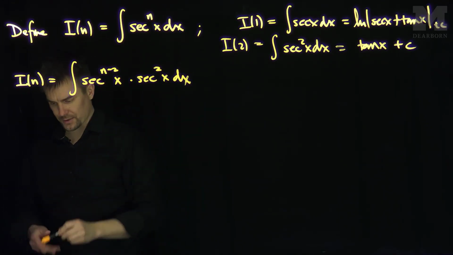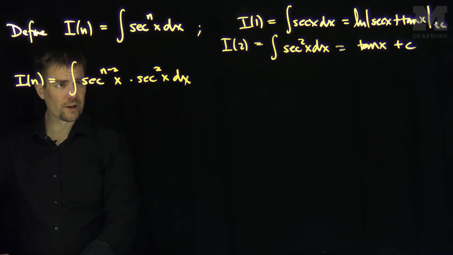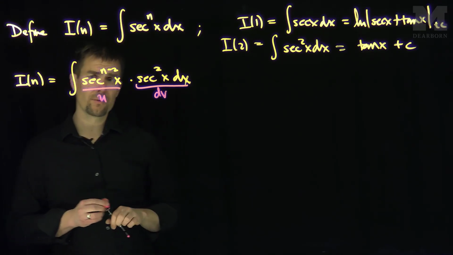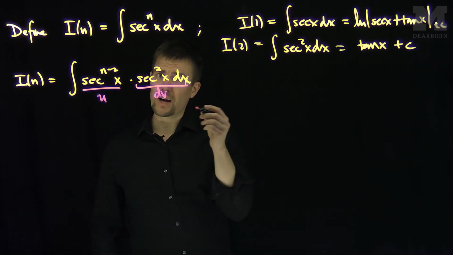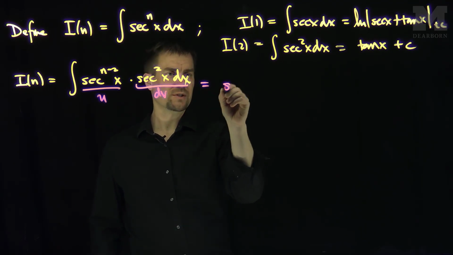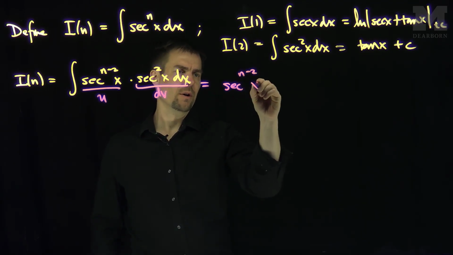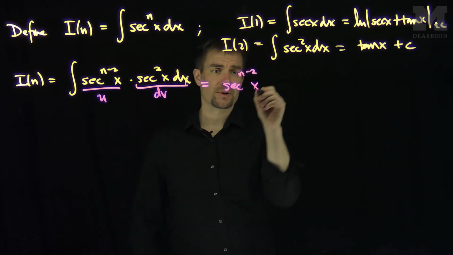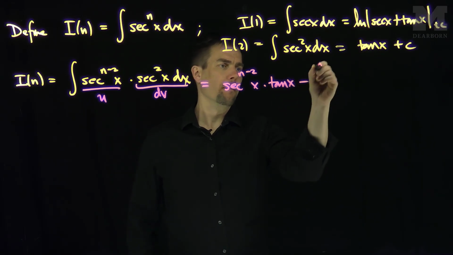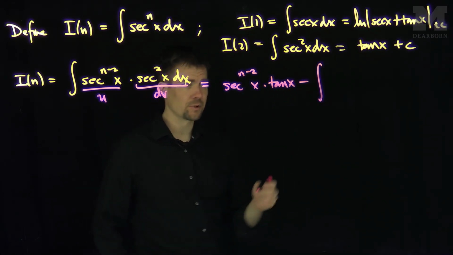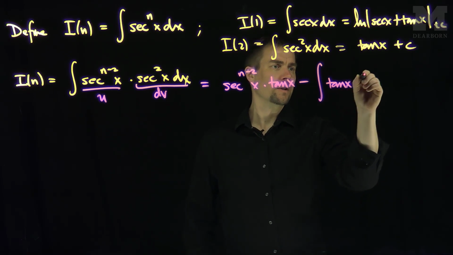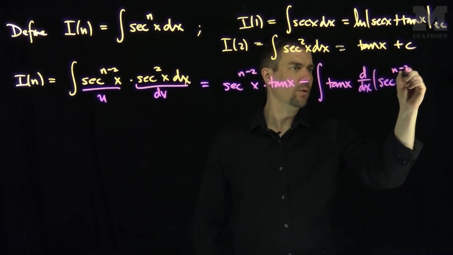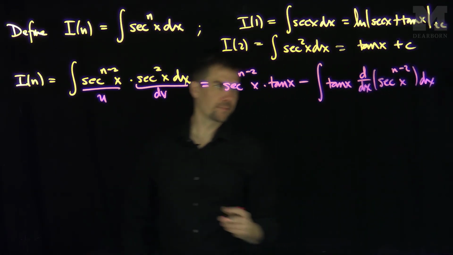And now I'm going to integrate this by parts. How will I do so? Well, I know what an antiderivative of this thing over here is, so that's going to be my dv. This thing over here is going to be my u. So I'm going to get u, which is secant to the n minus 2 of x, times v, the antiderivative of secant squared, which is tangent, minus the integral of v, which is tangent, times the derivative of secant to the n minus 2 x dx.